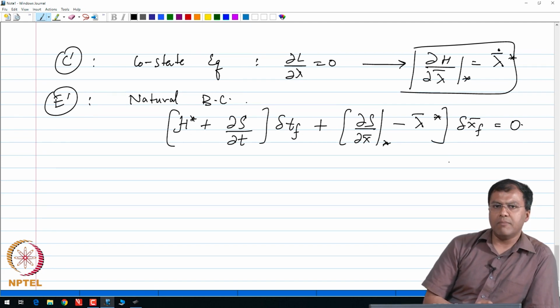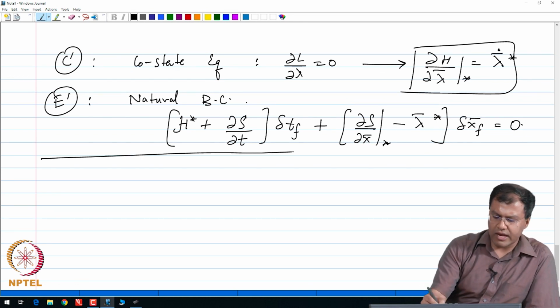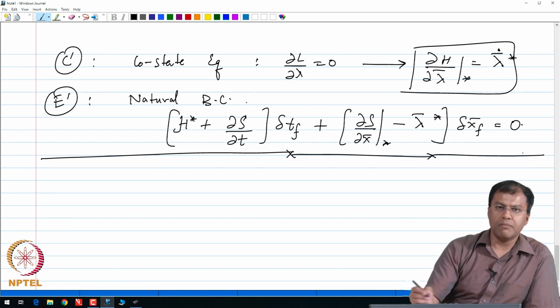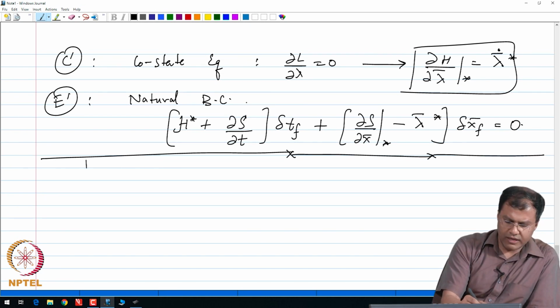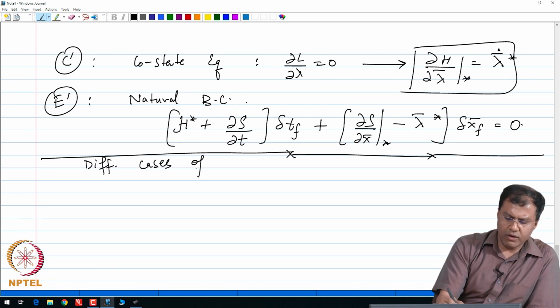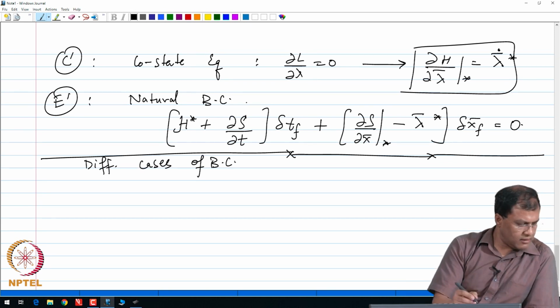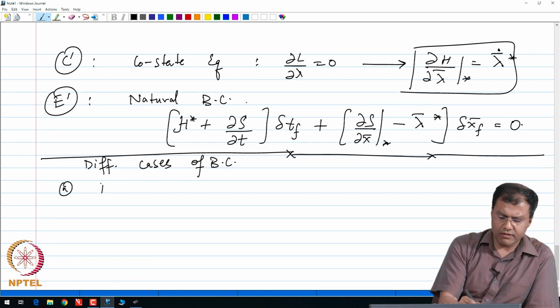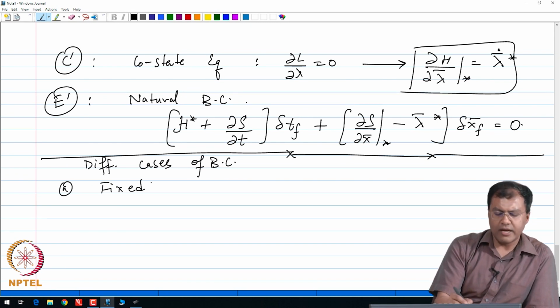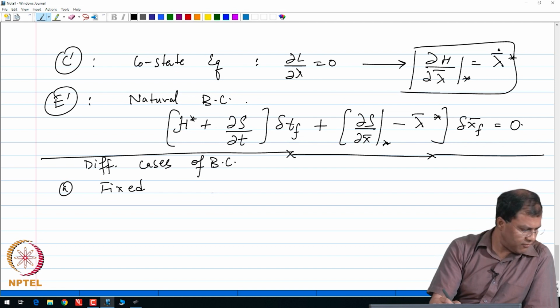So, we have completed the description of the solution of this optimal control problem. We can again simplify our problem into various sub cases depending on whether our boundary points are fixed or variable. So, let me quickly describe some of the simplified cases of my boundary condition. The first case is very simple, fixed time point and fixed state variables.